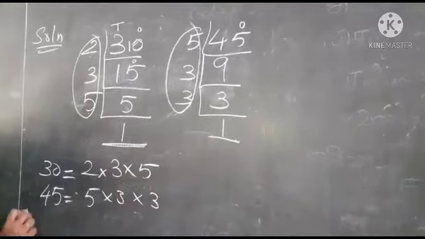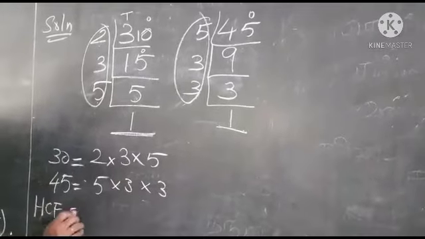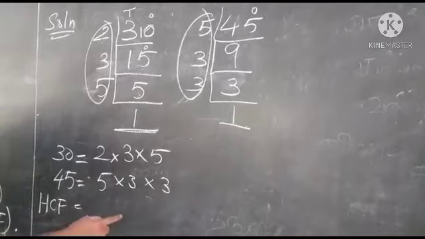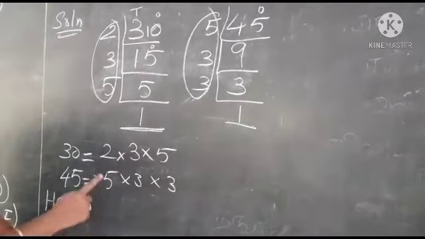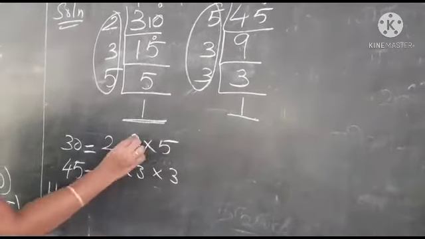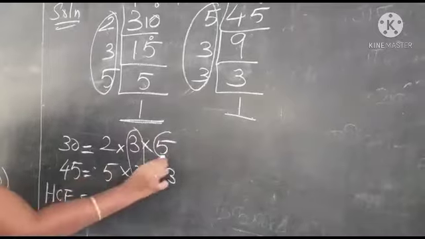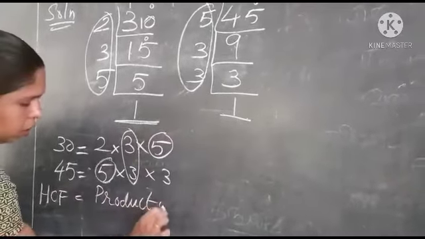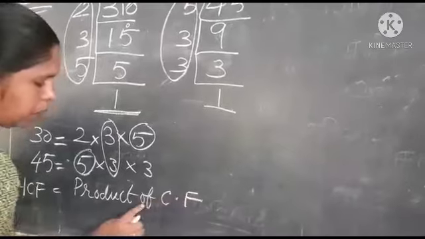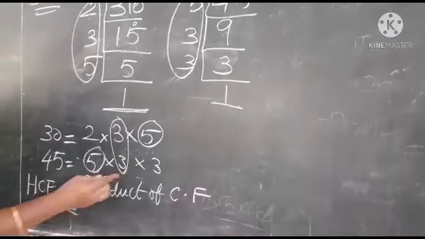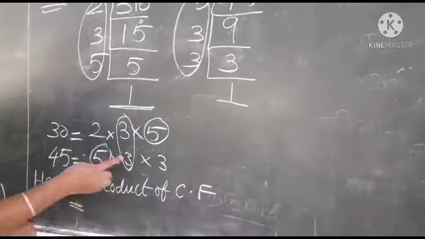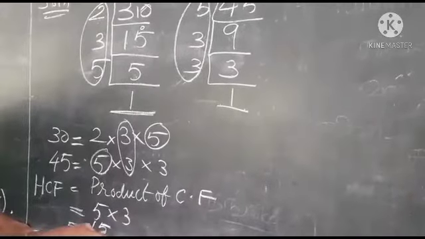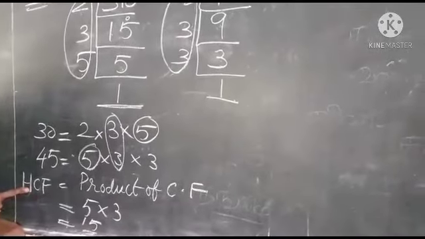See, children, now you check the highest common factor. What is the highest common factor? The product of common factors. See here, what are the common factors? 3 and 5. Here two numbers are in common factor: one is 5, another number is 3. So 5 3's are 15. So this is called the highest common factor of 30 and 45.